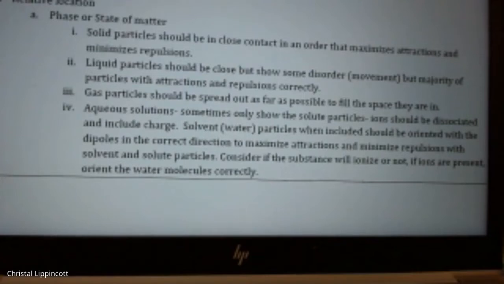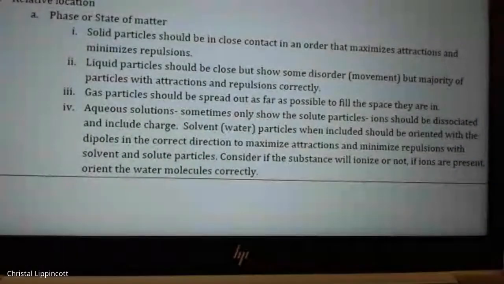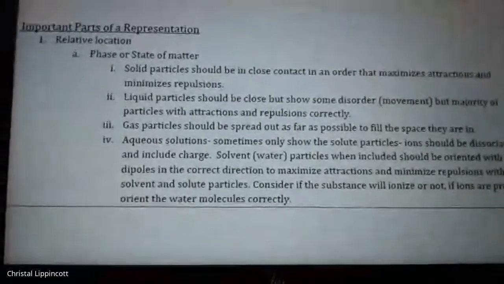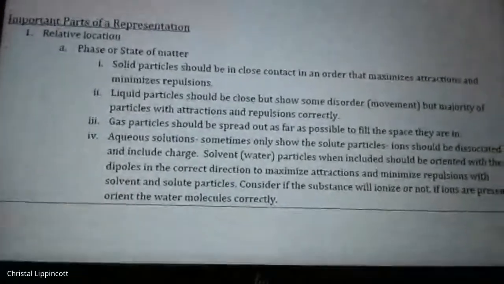And then you also have to consider, will the thing actually ionize? Will it break up into ions, or is it going to stay as a solid? And we'll get into a little bit more of being able to determine that based on numbers as we move through the year. Okay. All right.